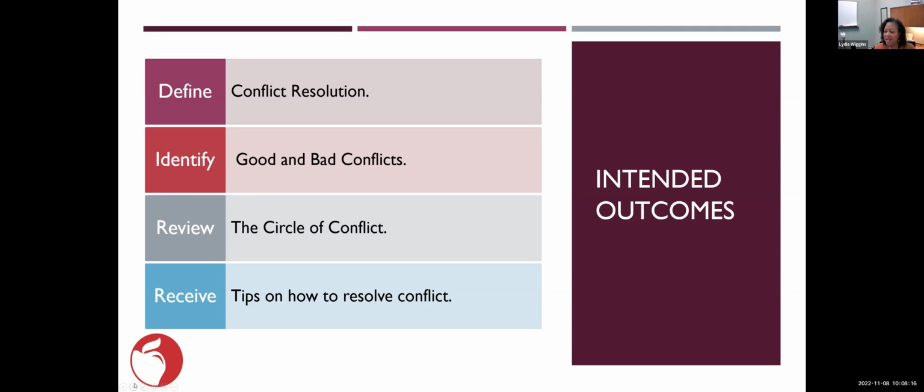I want to make sure everybody is kind of in agreement about this, so we can all rest assured that we understand what conflict resolution is. We can identify that there's good and bad conflict, that there is a circle of conflict, and then tips on how to resolve them.